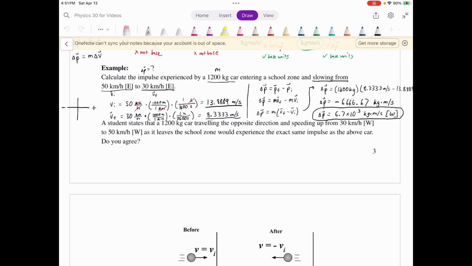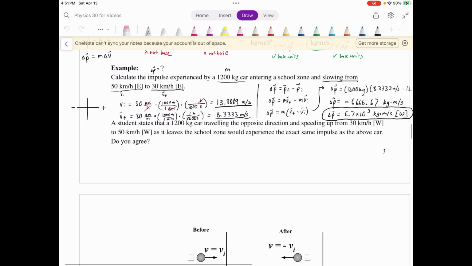Okay, let's look at this one here. A student states that a 1,200 kilogram car, so same mass as the car we just talked about, traveling the opposite direction and speeding up from 30 kilometers per hour west to 50 kilometers per hour west as it leaves the school zone would experience the exact same impulse as the above car. Do you agree?